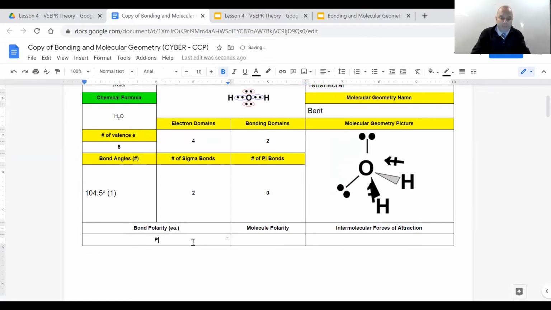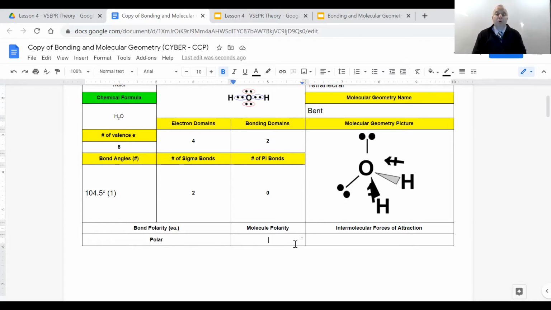The bond polarity, I mentioned this several times, in all of our examples is going to be polar. The only time that you really see nonpolar bond polarity is when you have two of the same atom. So if we had nitrogen connected to another nitrogen, or oxygen connected to another oxygen.